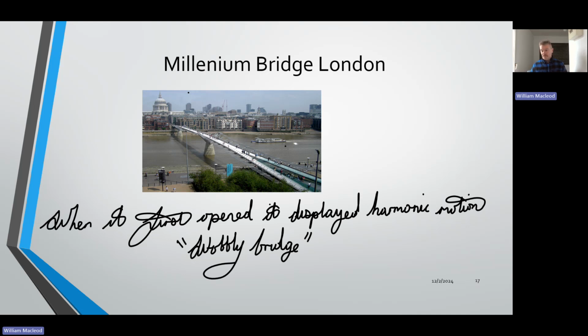Well, why is that? When it first opened, it's a pedestrian bridge, and there were many pedestrians going across it, and the bridge started oscillating backwards and forwards. So obviously that wasn't a good idea. They closed the bridge down and put on some more damping systems to stop it oscillating in a harmonic way. So I suppose you'd call that a negative application of simple harmonic motion.